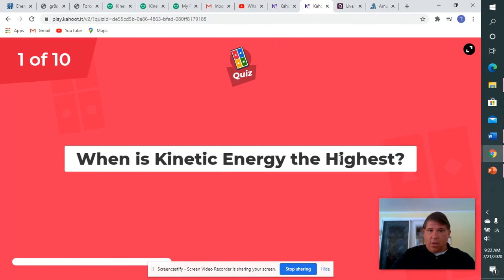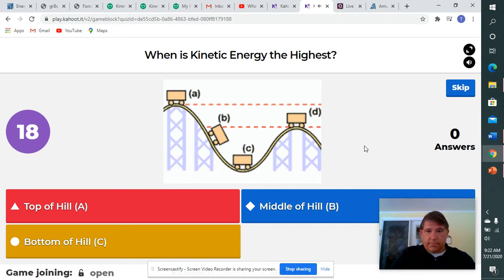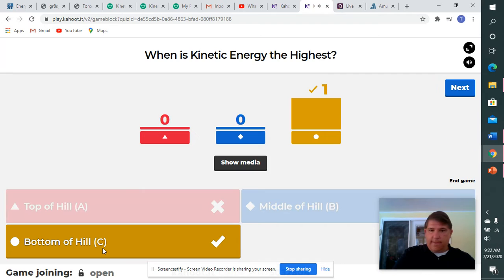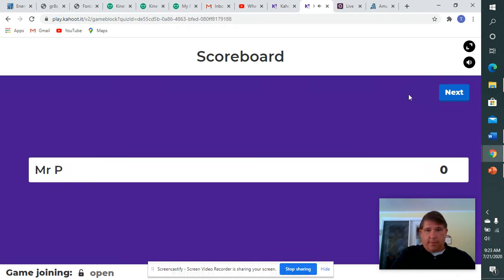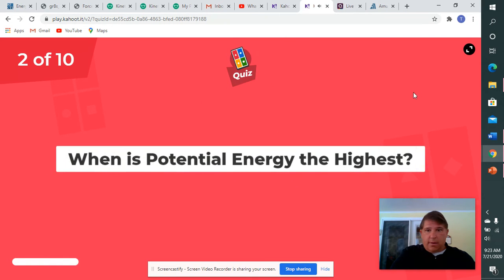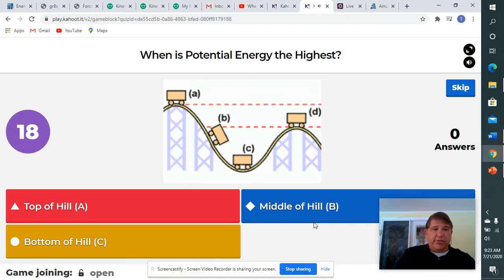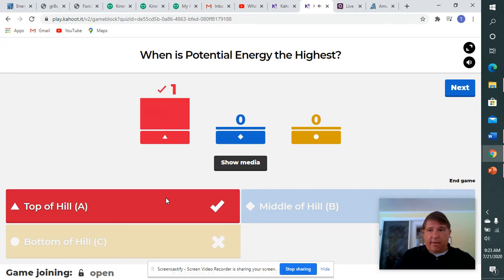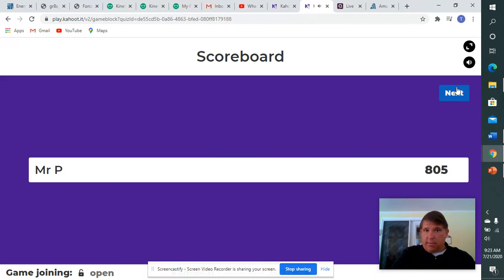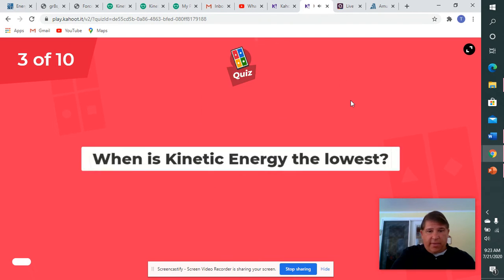When is kinetic energy the highest? Kinetic energy, energy of motion. Bottom of the hill. When is potential energy the highest? When Bob is the highest, that's potential energy being high. That would be A, top of the hill. Potential energy is highest on the top of the hill.